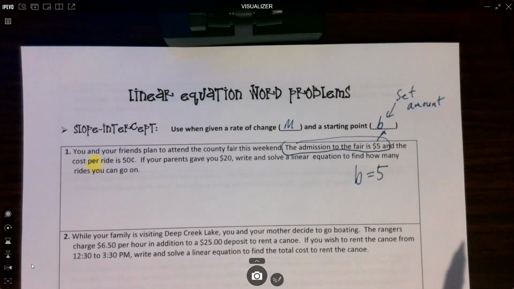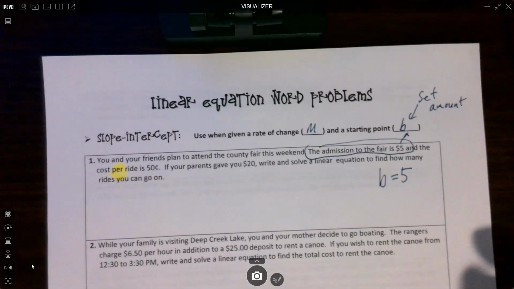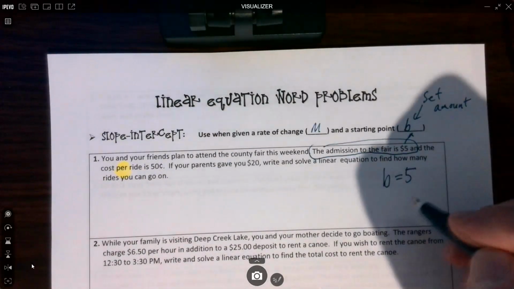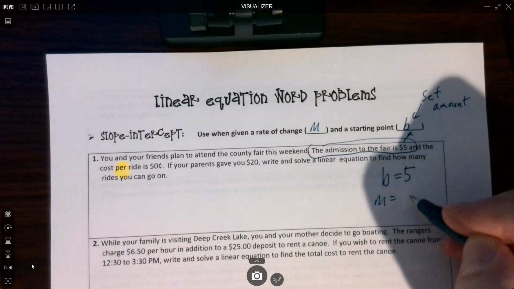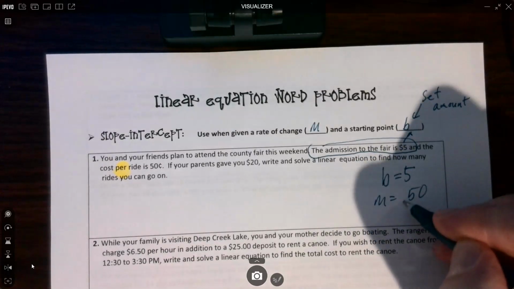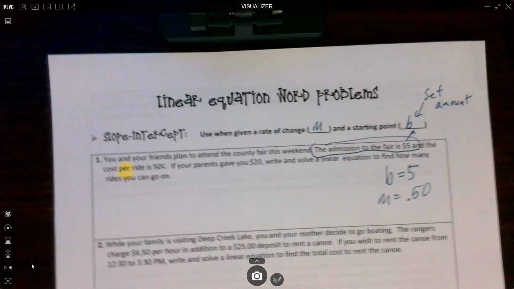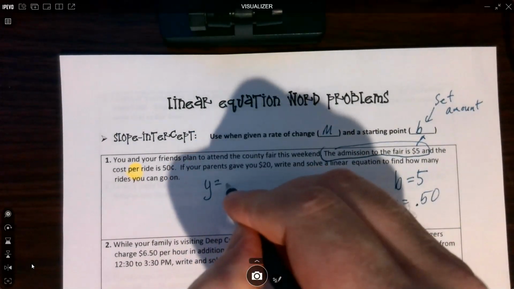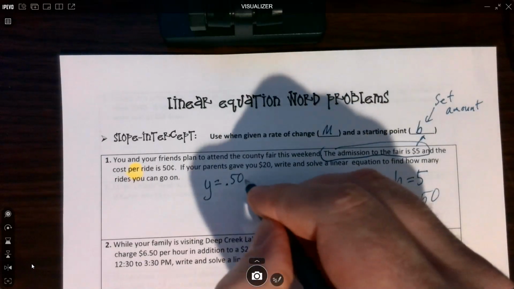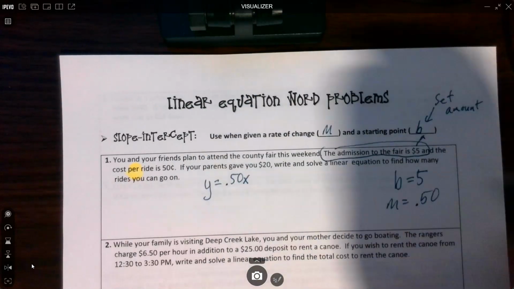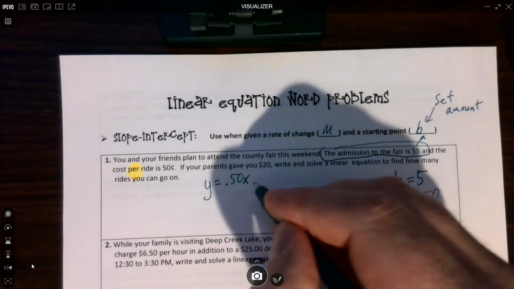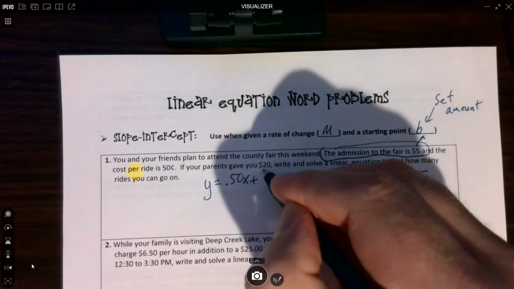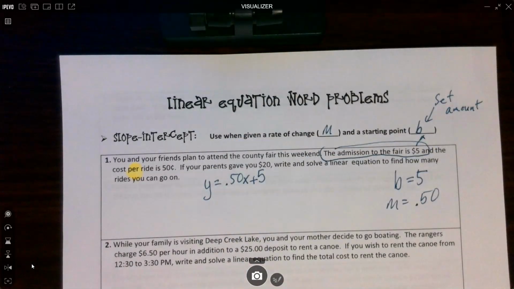So if your parents gave you $20, write an equation and then find out how many rides you can go on. All right, so your rate, your M, is going to be that 50 cents. I'm going to put it as 0.5. So our equation is going to be y equals 0.50, that's the 50 cents, per ride, and we're going to use X for rides, plus that $5 that you have to pay just to walk into the fair.